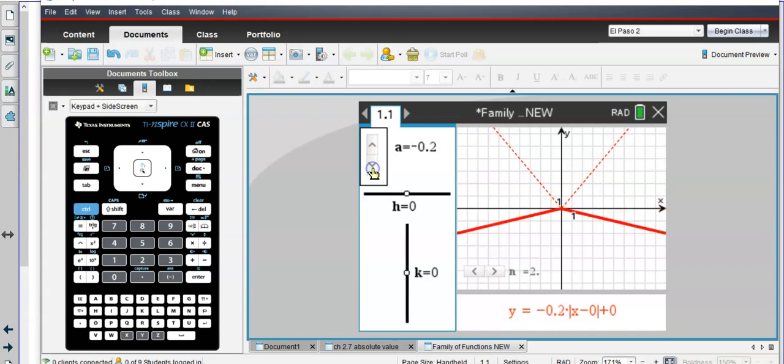And watch what happens when it goes negative. It actually flips down. So that graph really reflects over the x-axis. If it's -1, it's a perfect reflection of the absolute value graph if that value is negative. So that's called a reflection across the x-axis. And again, as the absolute value of that number grows, the graph gets skinnier.